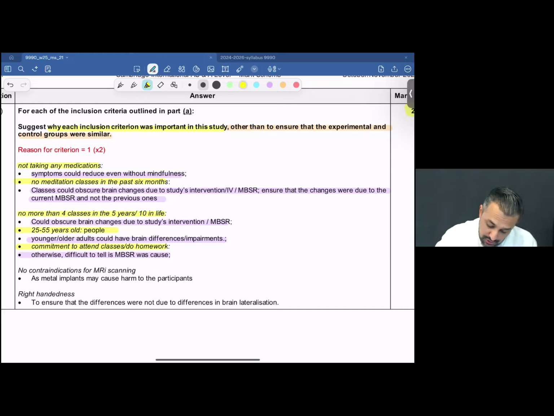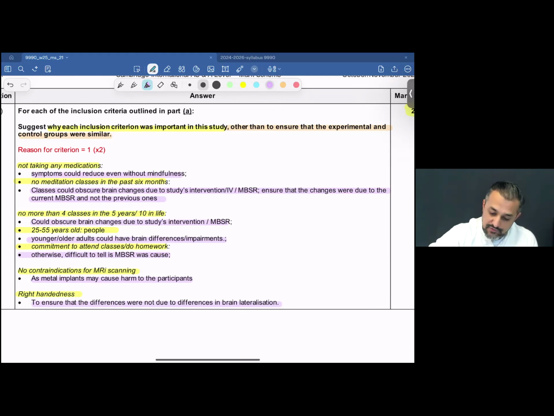The next one: no contraindications for MRI scanning, because metal implants may cause harm to the participants. All of them having to be right-handed, to ensure that the differences were not due to differences in brain lateralization.